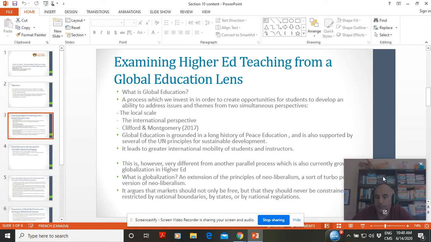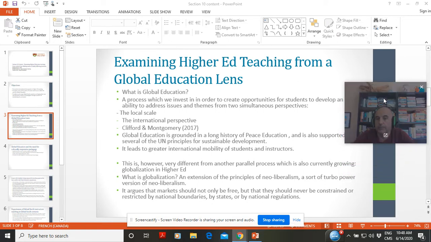Now, before we go further, I'm just going to move my camera there. Before we go further, we have to contrast this notion of global education with another very similar term, but very different, the term globalization. And that is at play as well in higher education.